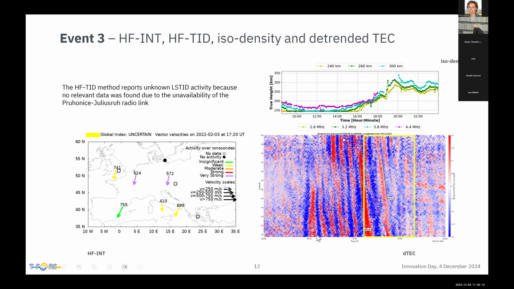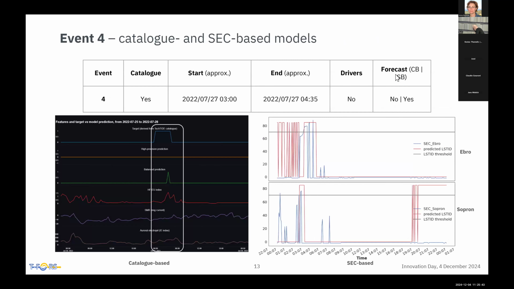Even in the keogram here, it is not clear if something is going on or not in this yellow box. That is the period we are considering. And looking at the iso-density, it seems that some TIDs, some wave-like activity, are there, but we are not sure. So this is a case event. We cannot say, okay, the model is performing quite well, but we are not sure actually if a large-scale TID is happening or not.